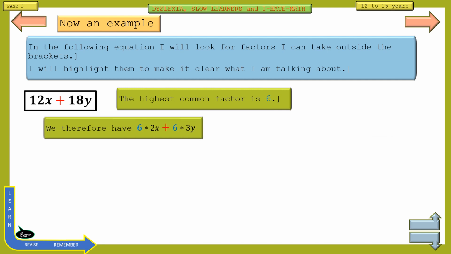We therefore have 6 times 2x plus 6 times 3y. And taking the 6 outside the brackets, we have 6 times 2x plus 3y. Or in mathematical jargon, we have 6 into 2x plus 3y.